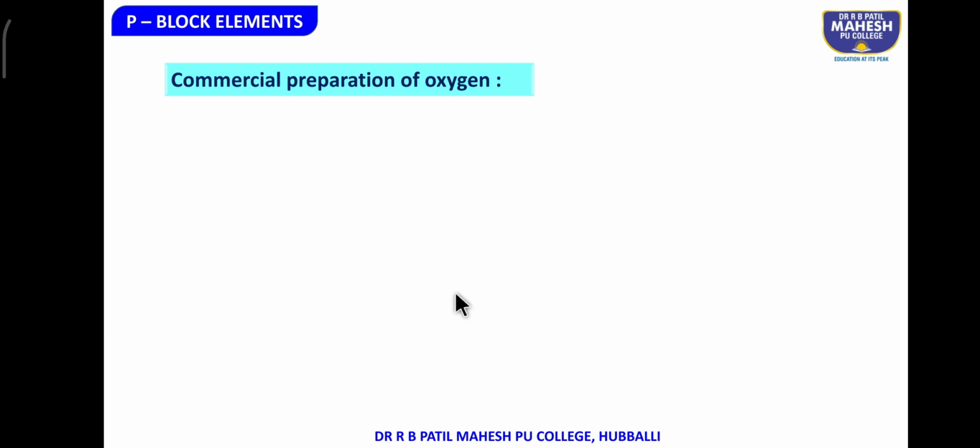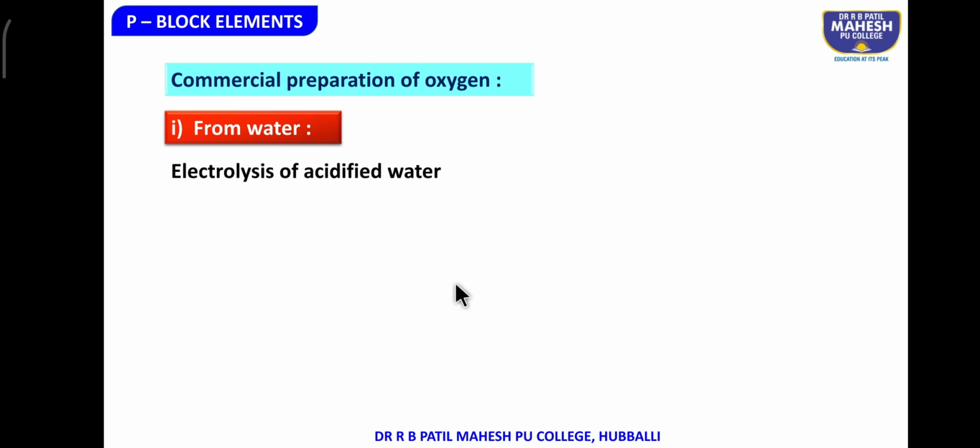Commercial method of preparation of oxygen from water is nothing but the electrolysis process. When water is electrolyzed, at the anode we get oxygen, at the cathode we get hydrogen gas.